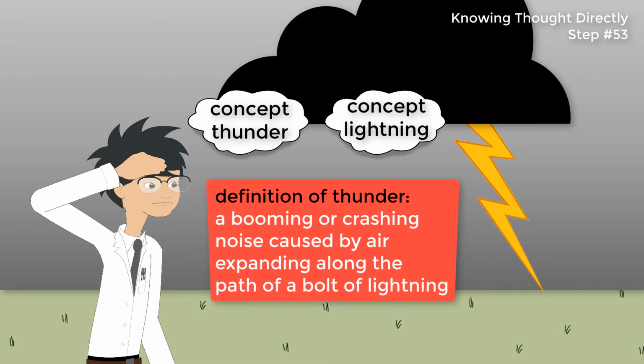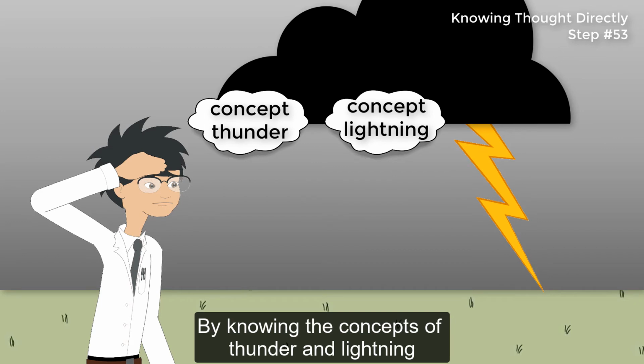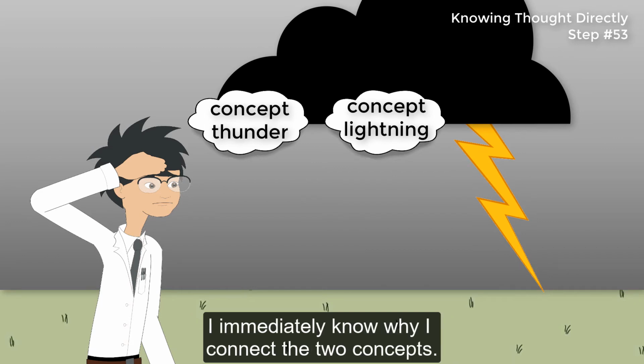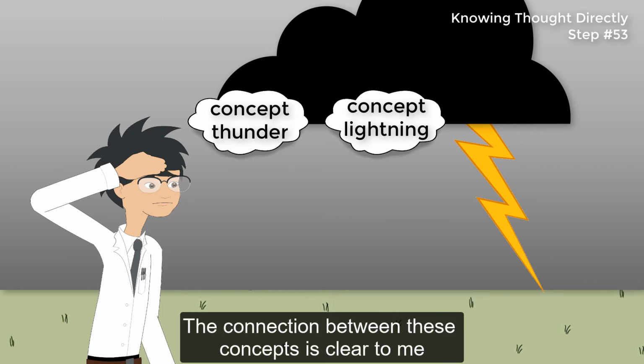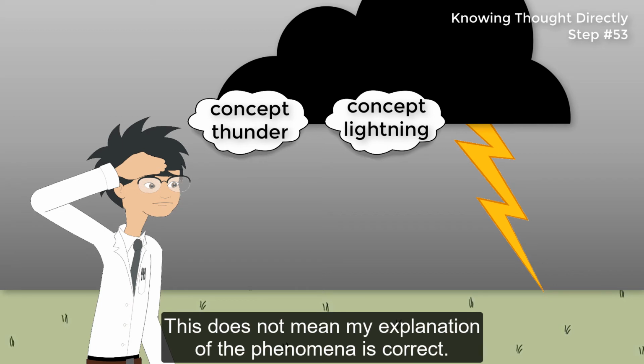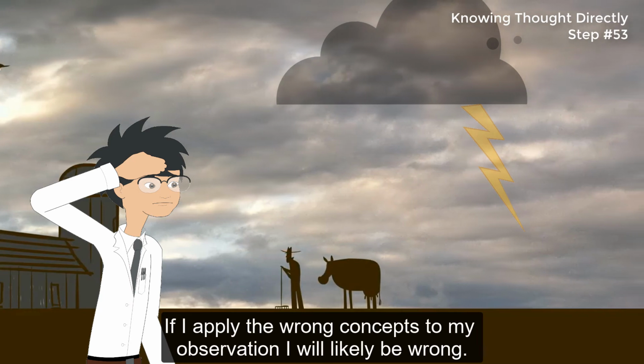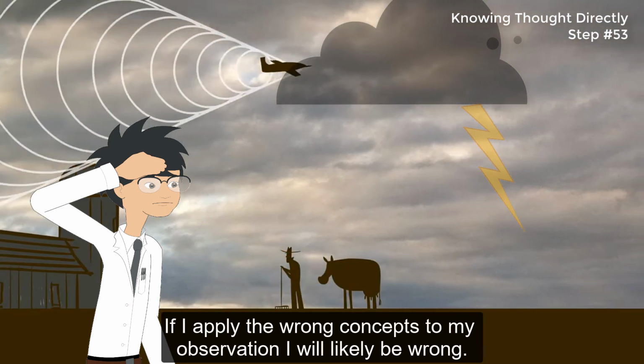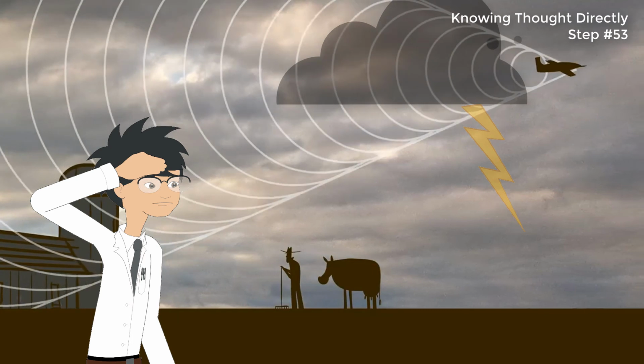The definition of thunder is a booming or crashing noise caused by air expanding along the path of a bolt of lightning. By knowing the concepts of thunder and lightning, I immediately know why I connect the two concepts. The connection between these concepts is clear to me and is so through the concepts themselves. This does not mean my explanation of the phenomena is correct. If I apply the wrong concepts to my observation, I will likely be wrong.